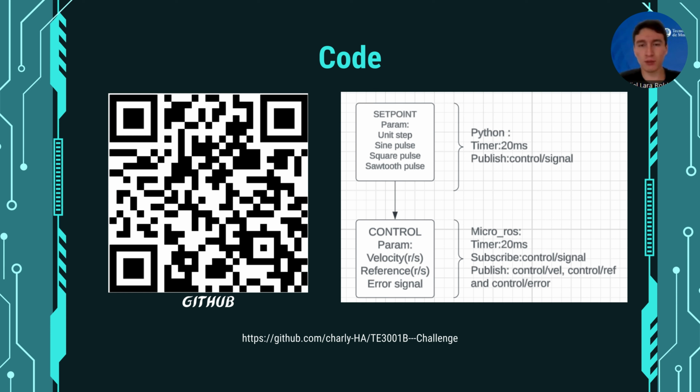The control node with micro ROS runs in the ESP32, uploading the file from Arduino. This code subscribes to the signal and publishes the error, the reference, and the velocity of the model in radians per second. Testing with different sampling times, we determined that 20 milliseconds gives us a good resolution in the signals and accurate results.